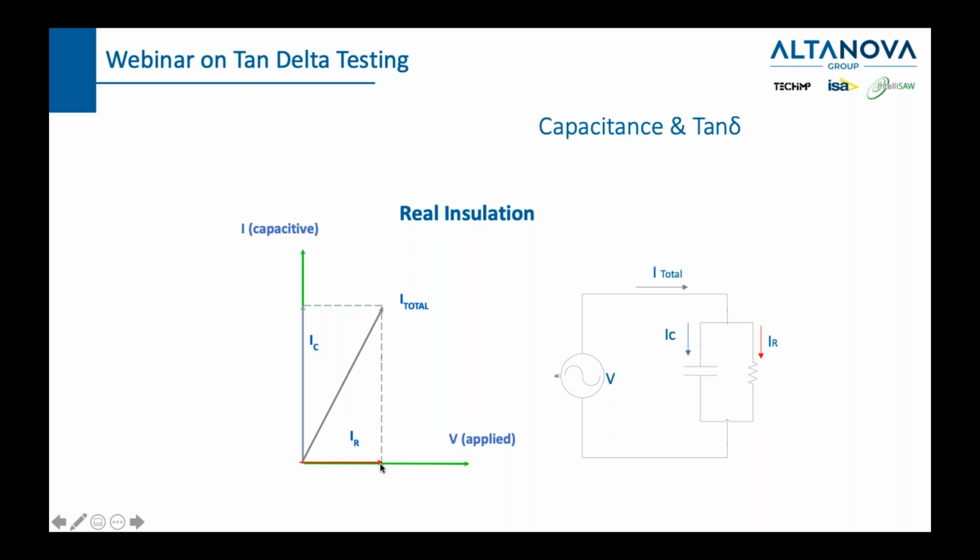Even though IR, the resistive current, is not this big, it is much, much smaller. We have tried to show that right now, the total current is not at 90 degrees, but at a different angle, which is less than 90 degrees. In practicality, this angle will be maybe 89.5 or 87 degrees. So this line will be very, very close to the y-axis. But still, it will not be the same as IC.